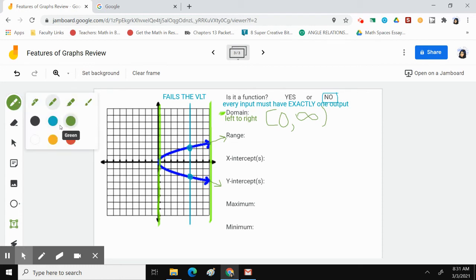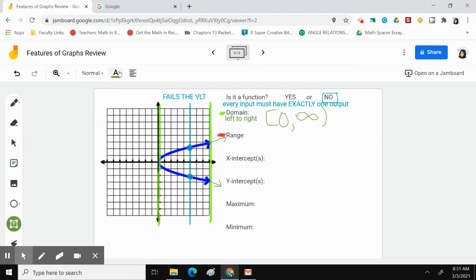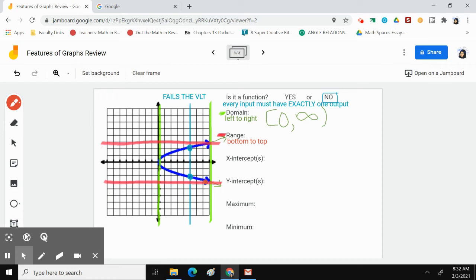Now my range, remember, we're going to use red this time, is going to be going from the bottom to the top. So once again, I'm going to kind of just bound this graph in. This looks to be the lowest. This looks to be the highest. But once again, I run into the same problem. There's arrows. So if I extended my graph, my lowest point would change.